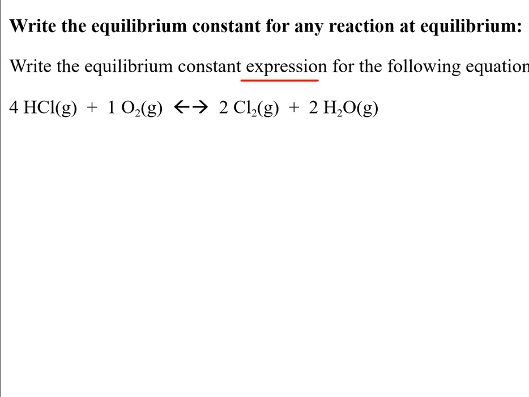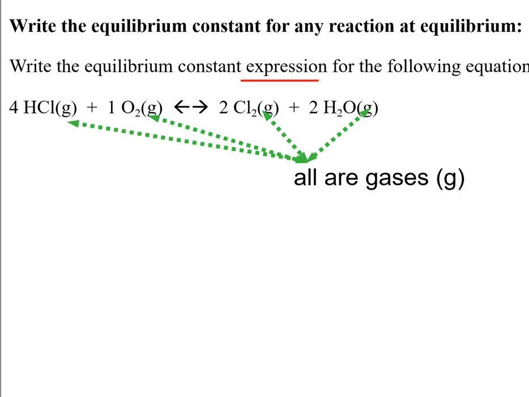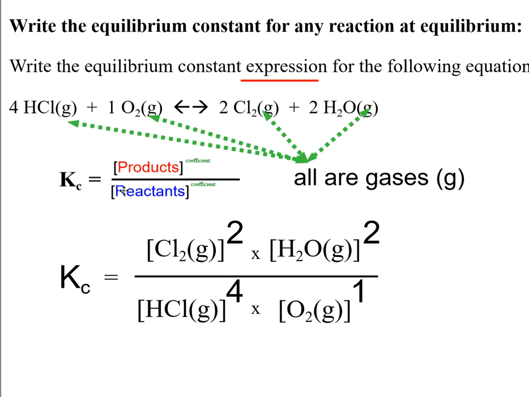First thing that we do is make sure we note all the states that must be included. So since all of these are gases, all of these are going to be added in my equilibrium expression. There are no solids, there's no liquid water, so everything is involved in my equilibrium expression. Therefore, we need to look at products over reactants, making sure that their coefficients become exponents.